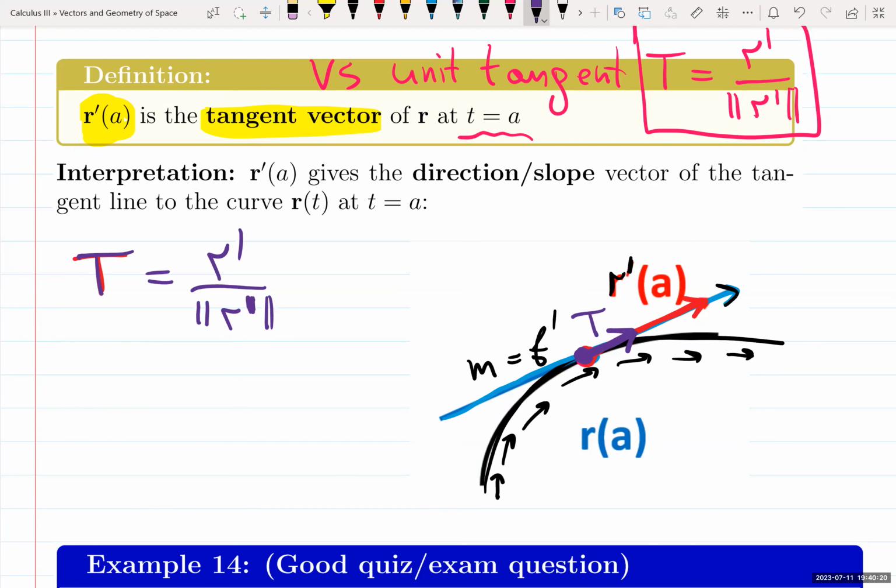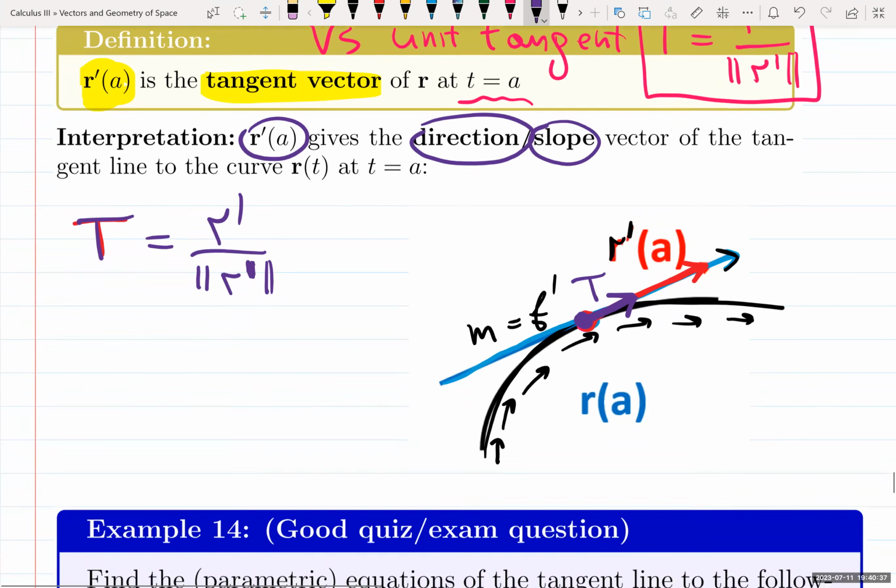There's nothing new here. This is something we had before. So r prime is a slope, but now it just also has a direction. So it's a directional slope, basically. It's a vector of the tangent line to the curve at the given point.